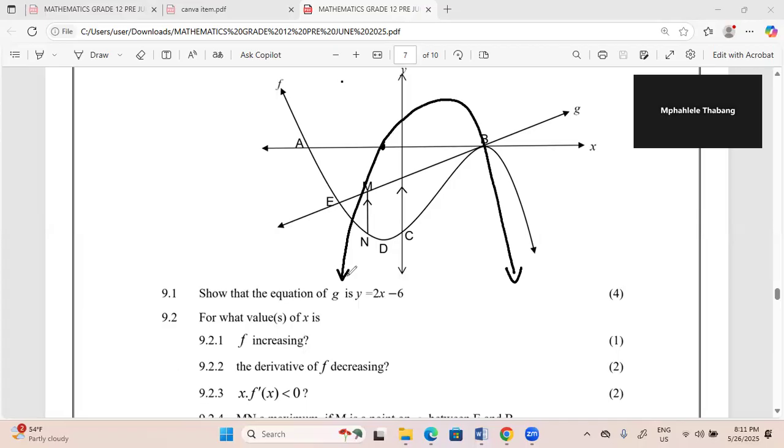So now I know here it's -1, at B it's 3. The turning point here is 1. So they are saying, when can we take this f prime x and multiply it with x, and we get a value which is below 0?